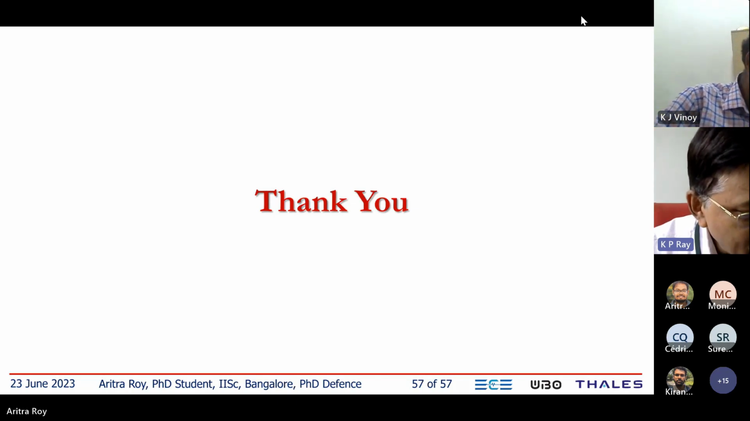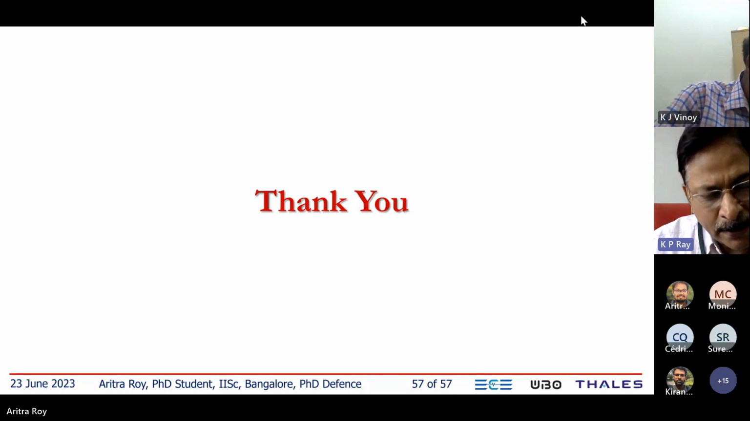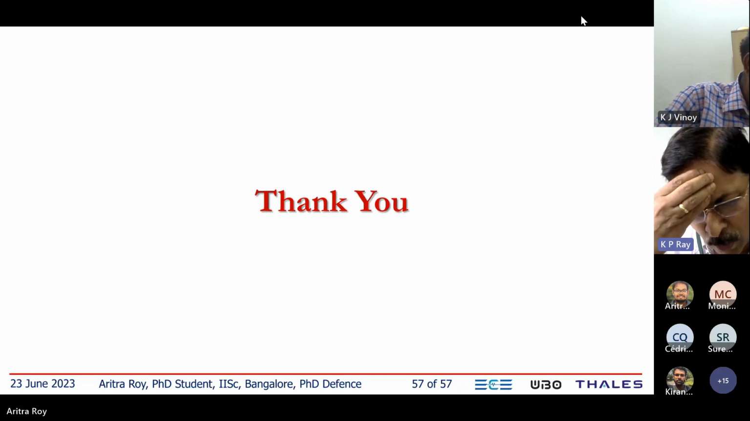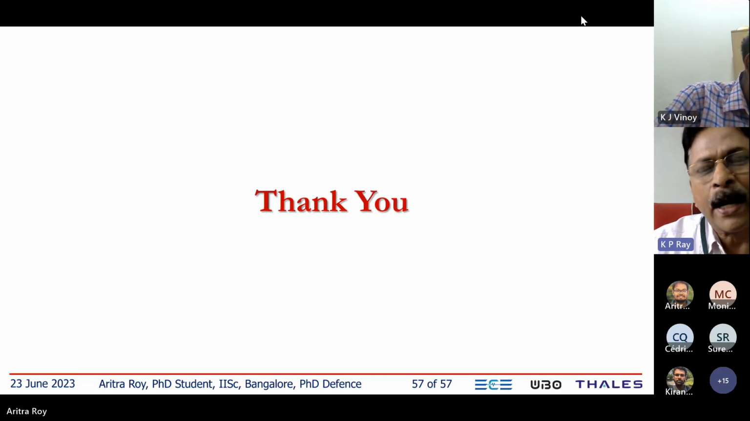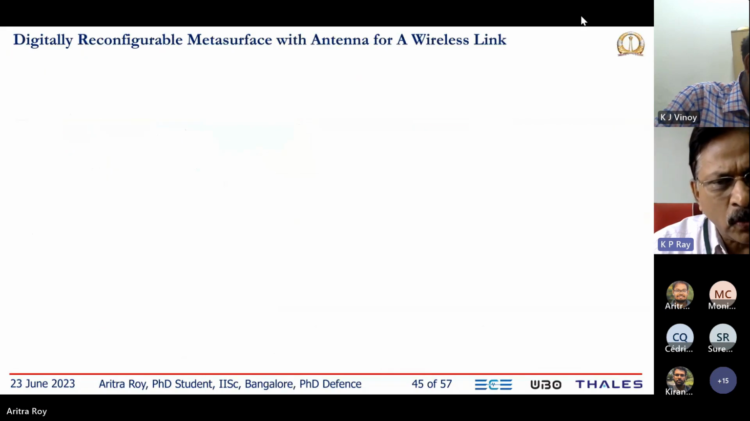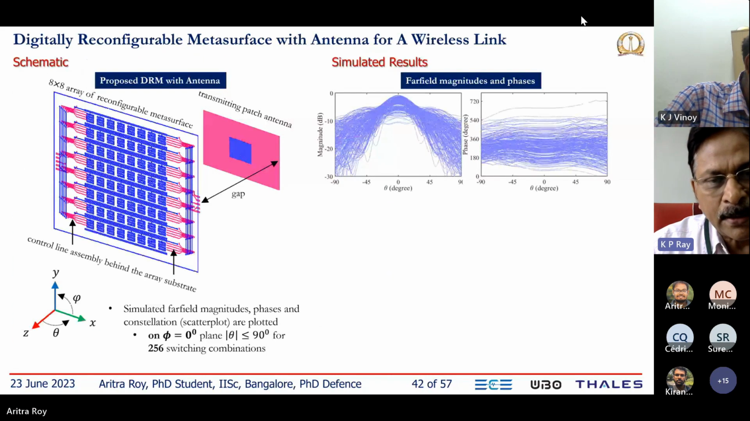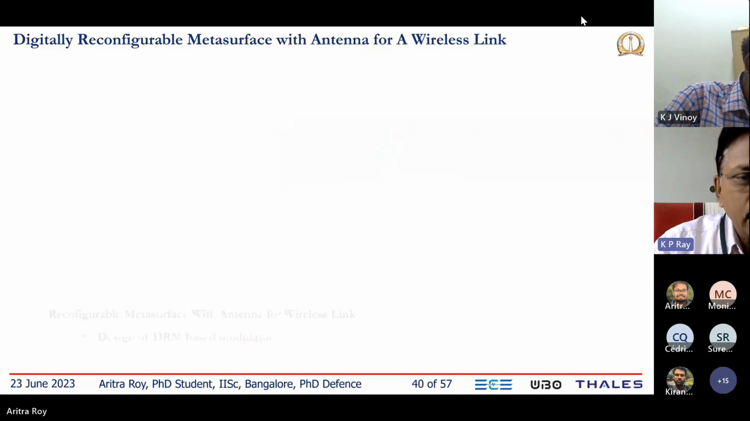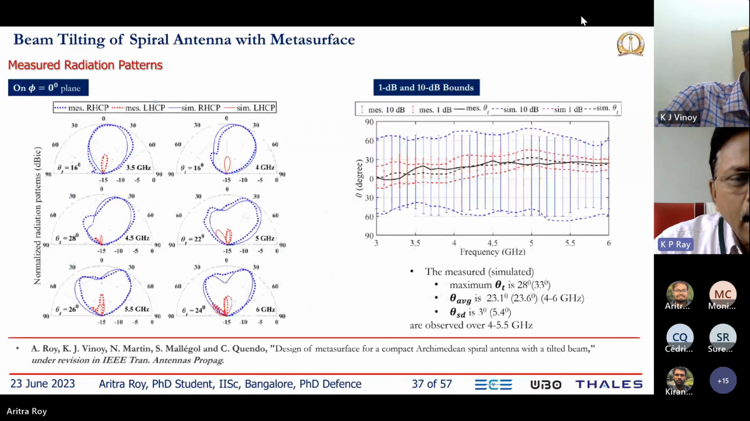Okay. The second point is on the lens antenna. You said that you are getting the beam tilt at the higher frequency above 6 gigahertz, and at lower frequency there is no correct beam tilt. That's what you showed in the presentation. What is the reason behind that? You did not elaborate.